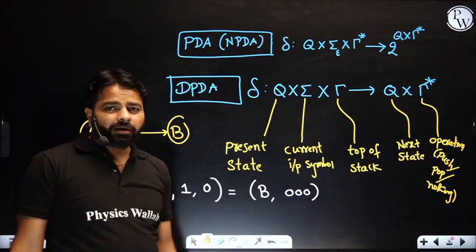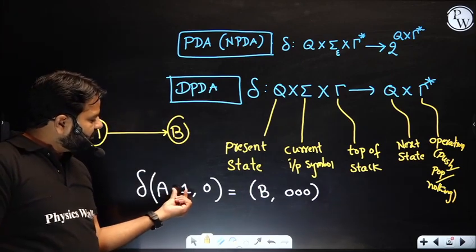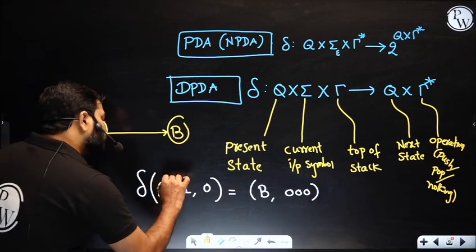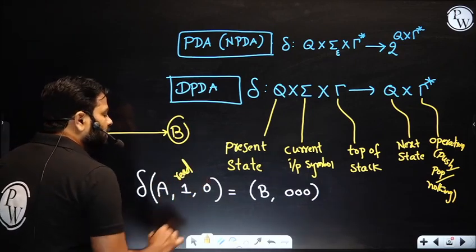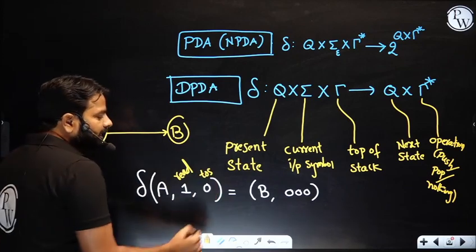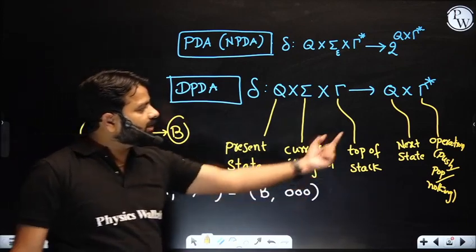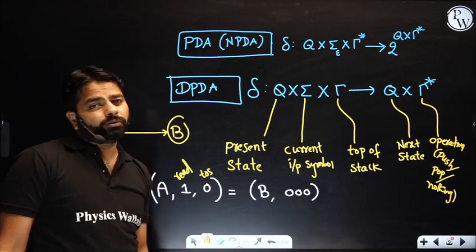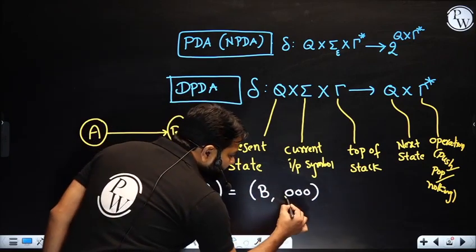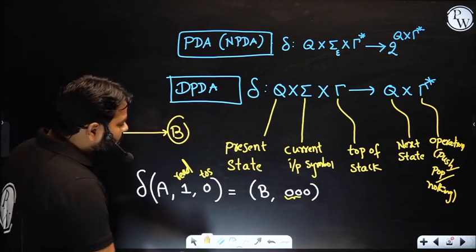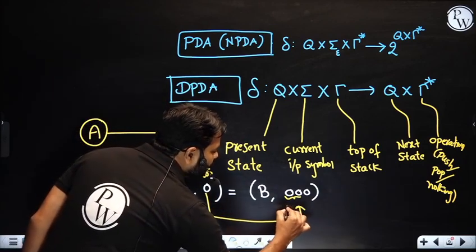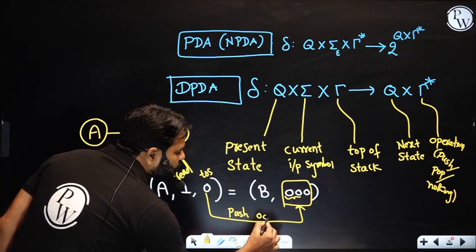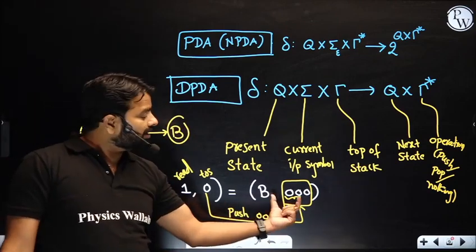They want to move from A to B, but what did they read? They have read 1 and they looked at the top of the stack, 0. So they are reading input, and this is the top of the stack. And they did something here. What they did is a gamma star, that's a sequence of stack symbols. Here the 0 is already there, and above that they kept 2 zeros. So this 0 is the same. Additionally, they have kept 2 zeros. It means they performed 0 to triple 0. It means they pushed 2 symbols. Push 2 consecutive zeros onto the stack. That's why you got 3 zeros.